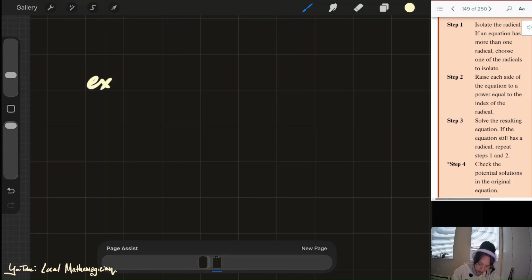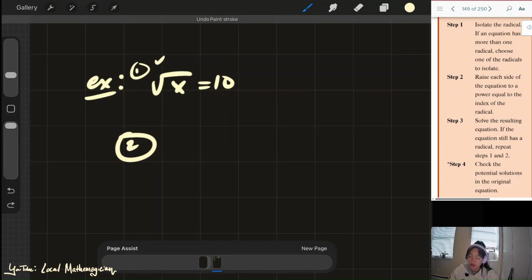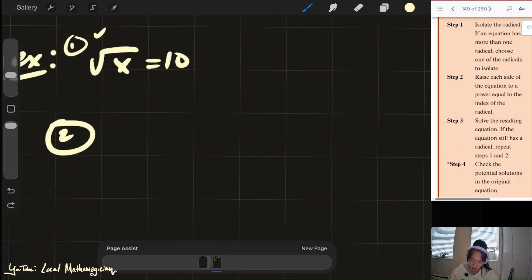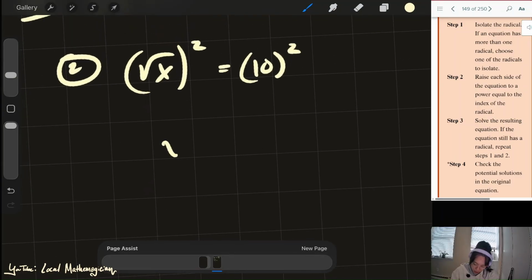Let's do an example. You have root x is equal to 10. All right, step 1, isolate the radical. Step 1, done. Step 2, raise each side of the equation to the power equal to the index of the radical. This is a secret too. Raise everything to the second. Square both sides, if you will. Square both sides, you get this. Please, please, please, when you're squaring, use parentheses. This only has one term on each side, but when you have multiple terms, bad things start happening. Okay, that leaves you with x is equal to 100.